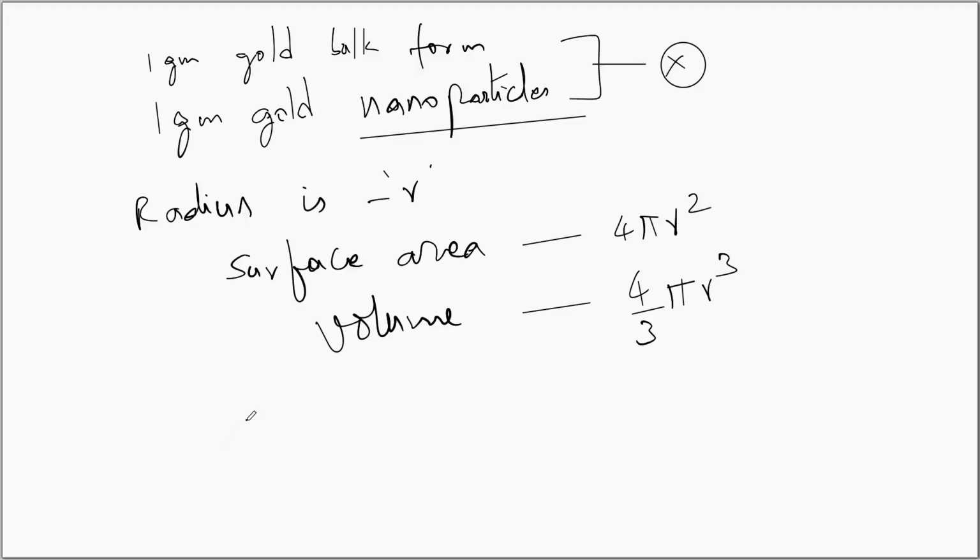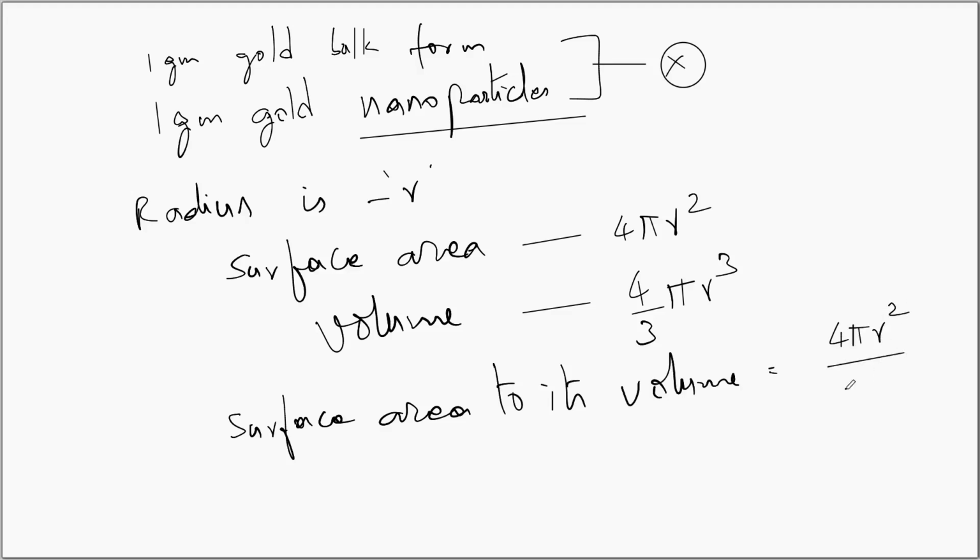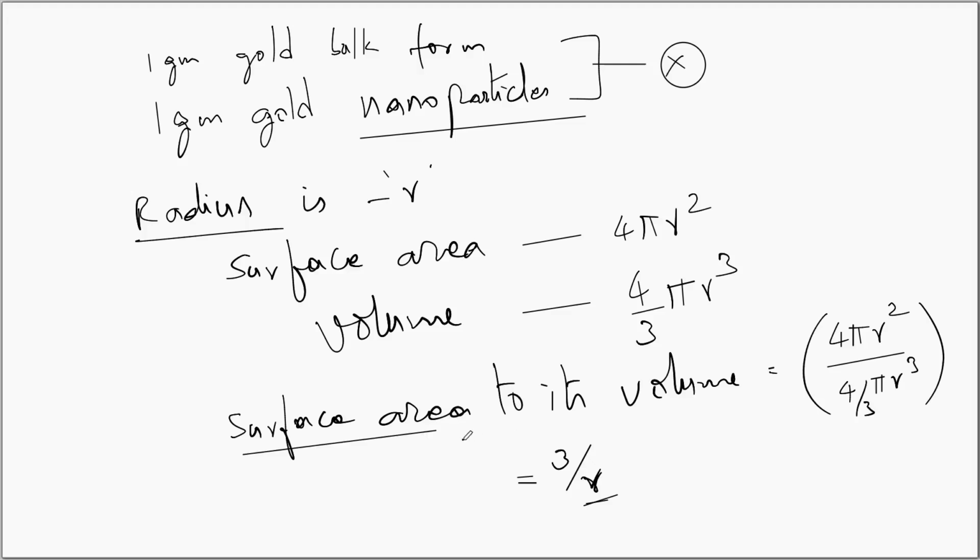Now if you take the ratio of surface area to its volume, we get 4 pi r square upon 4/3 pi r cube, or the ratio will be 3/r. Since r is the radius of the sphere, if r is increased, we see that the ratio between the surface area and its volume becomes smaller, and when r is reduced, the ratio increases quite fast. And this ratio plays a major role in deciding the physical and chemical properties of matter.